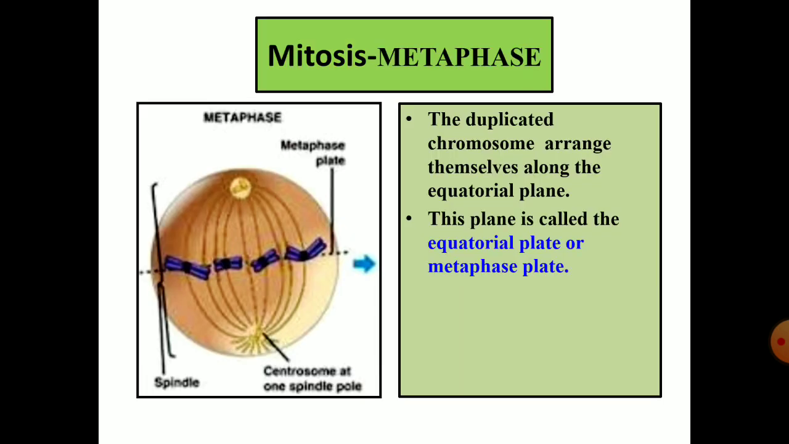Then comes the next stage, that is the metaphase. You can see very clearly that the chromosomes have come in a straight line. The duplicated chromosomes arrange themselves along the equatorial plane. This plane is called the equatorial plane and is also known as the equatorial plate or the metaphase plate.